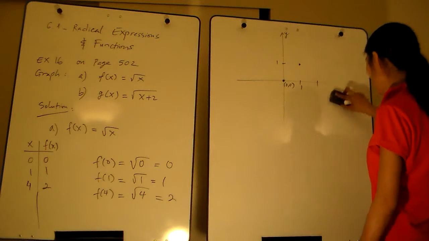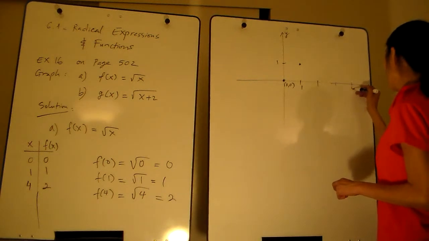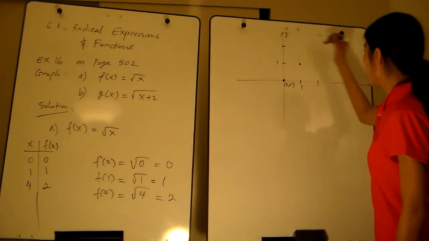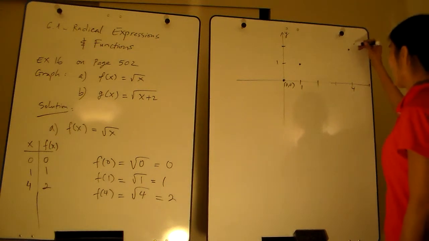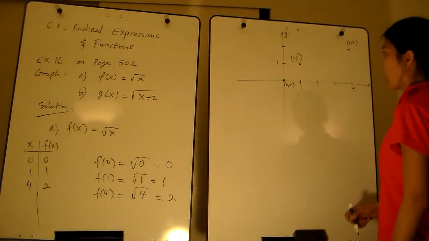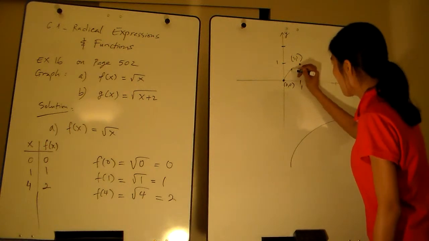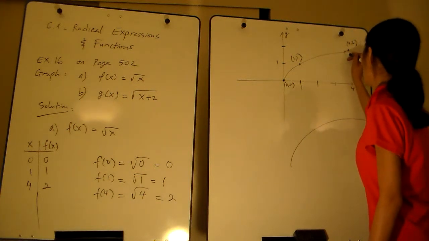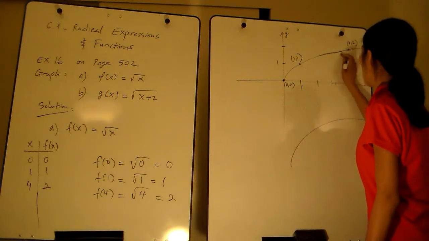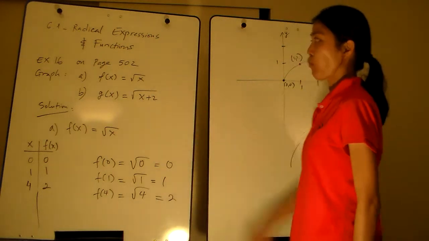1, 2, 3, 4. So when x equals 4, what is f of 4? It is 2, right? So 2 here. So this is 4, 2. This is 1, 1. Now, since you know the shape, it's going to be half a parabola, right? So to connect them, then you have the graph of f of x equals square root of x.